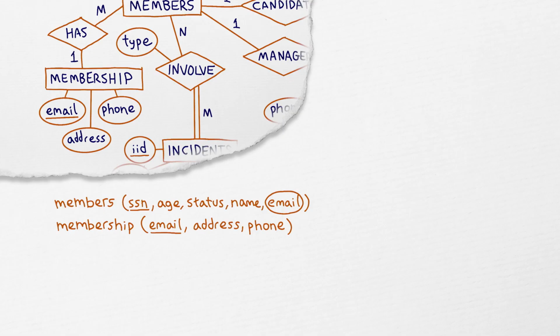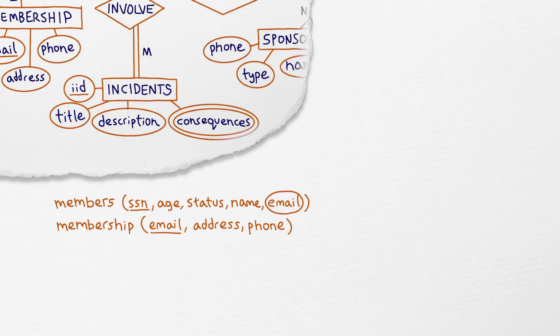Now let's see down from members. It says the entity set incidents. Incidents is participating in only one relationship, and that relationship is many-to-many.